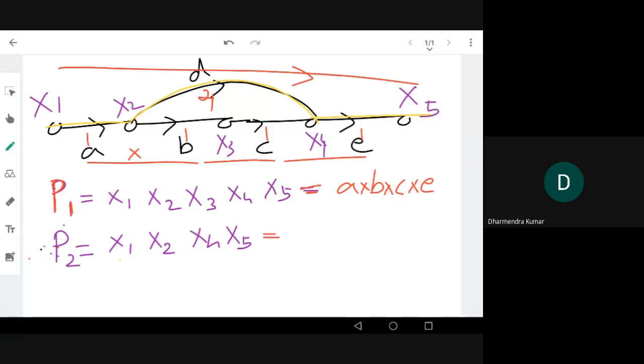Now the second path, we can say A into, now there is no B, we have D. Yeah, A into D into E. Okay, so this is the forward path gain of the second forward path, right? So P1 and P2, we got it.